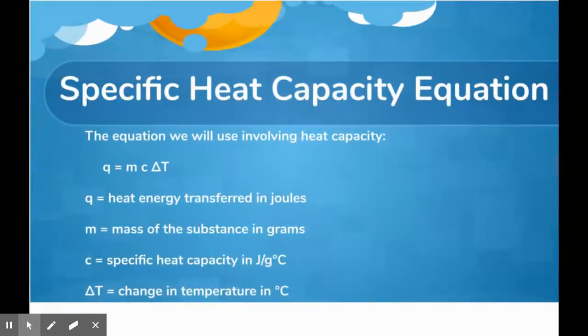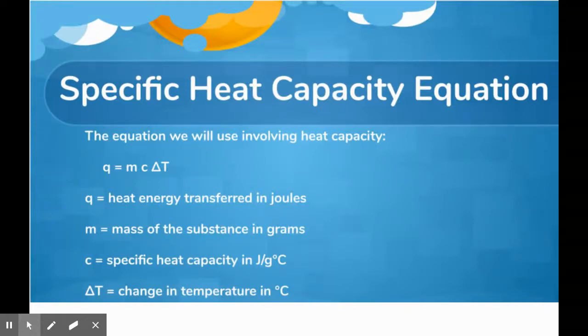So here is our specific heat capacity equation. It is Q equals mc delta T. So the lowercase q represents the heat energy transferred in joules. Lowercase m is the mass of the substance in grams. Our lowercase c is our specific heat capacity in joules per gram degrees Celsius. And delta T is the change in temperature in degrees Celsius. It must be in degrees Celsius.